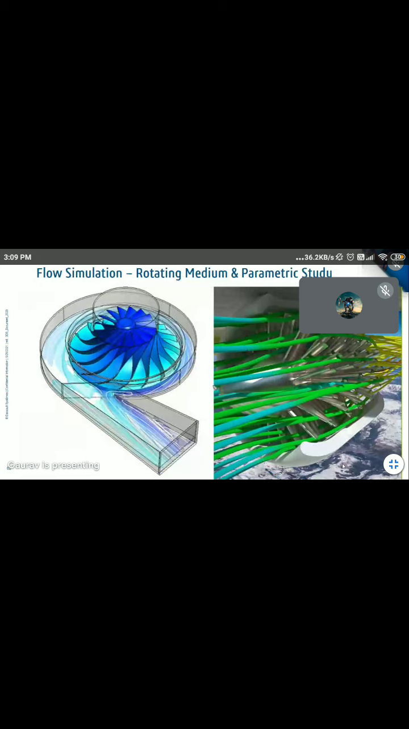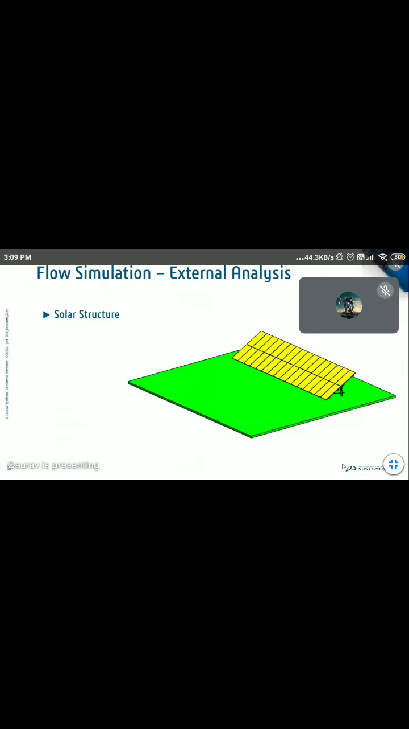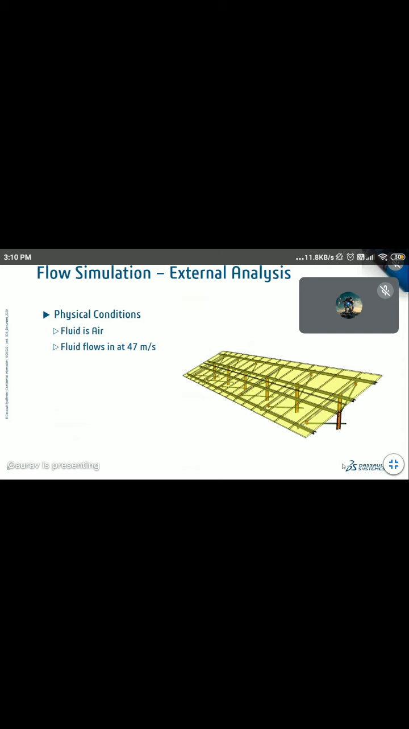Similarly, you can perform analysis of such examples of pumps, blowers, and so on. But today I am interested in showing you one external analysis on this solar structure. We are all aware of the solar structures which are mounted. I'm talking about industrial solar structures, not the ones mounted on our households. The physical conditions are that the fluid is air and it flows at 47 meters per second. So it should withstand any cyclonic conditions as well, if they might come.